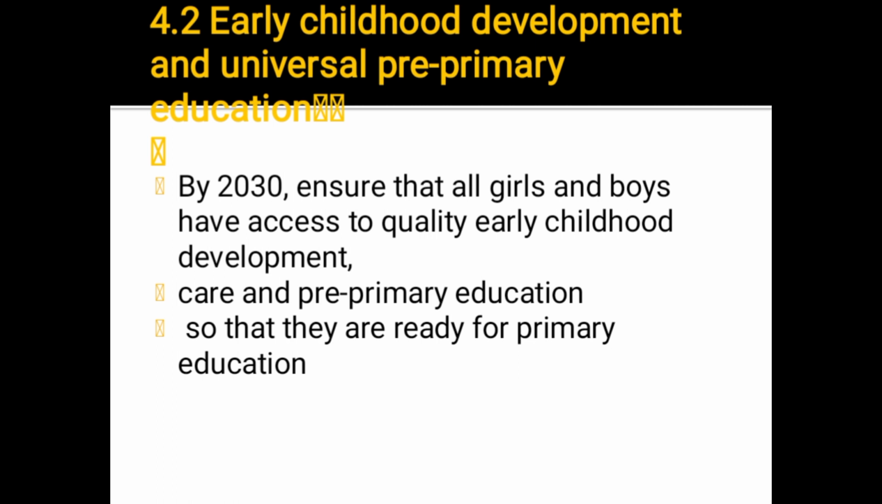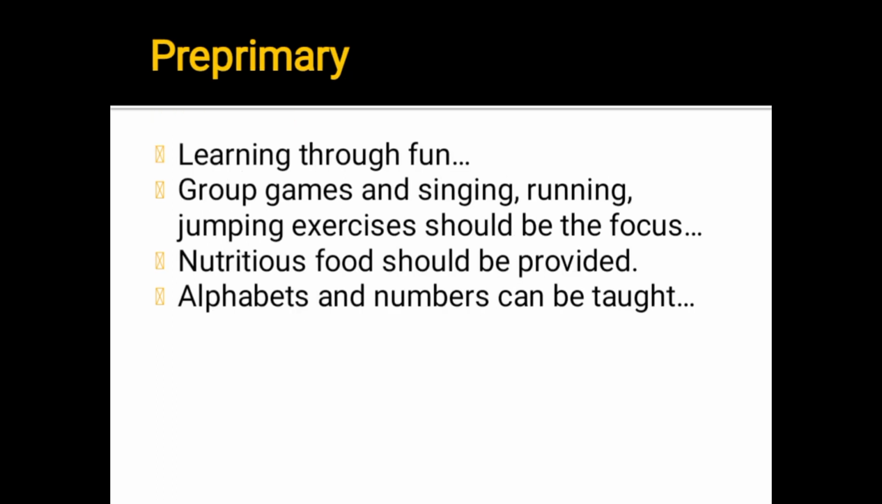Now, let's see Target 4.2, early childhood development and universal pre-primary education. That is to ensure that all girls and boys have access to quality early childhood development, care, and pre-primary education so that they are ready for primary education. Let me focus on what kind of pre-primary education it should be. They should be taught through fun, group games, singing, running, jumping, and exercises should also be given. Nutritious food should be provided. Of course, at the academic level, I would advise learning of alphabets and numbers.